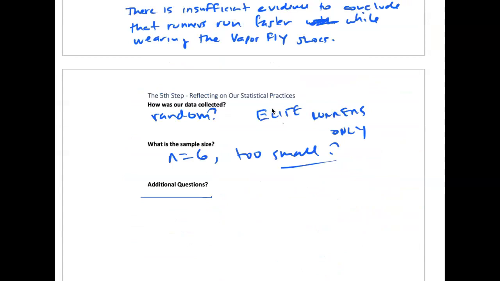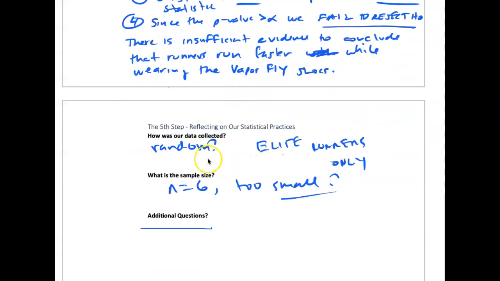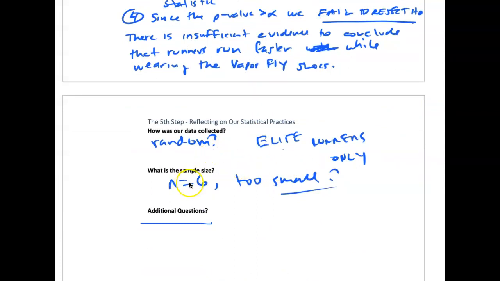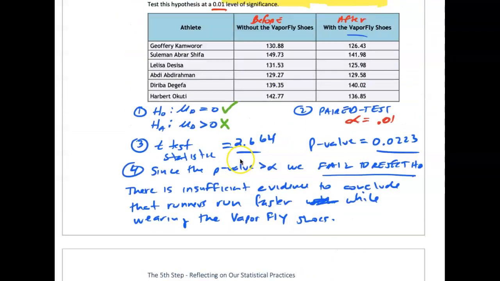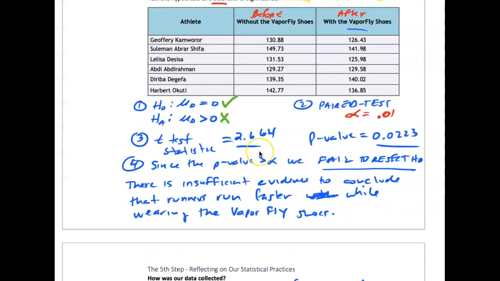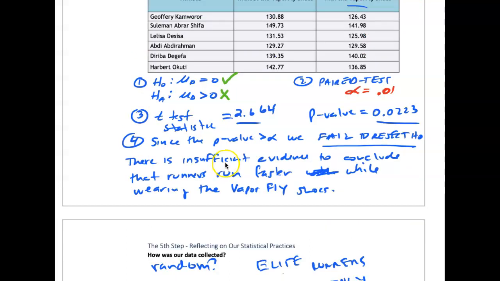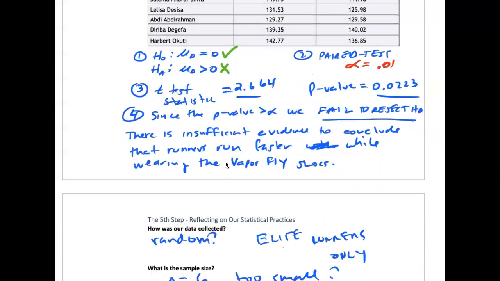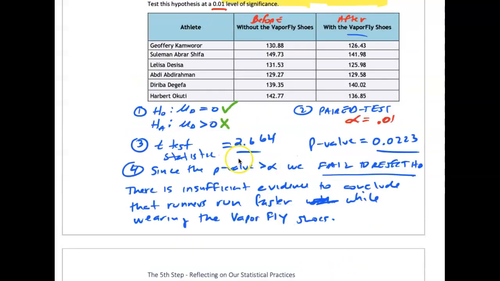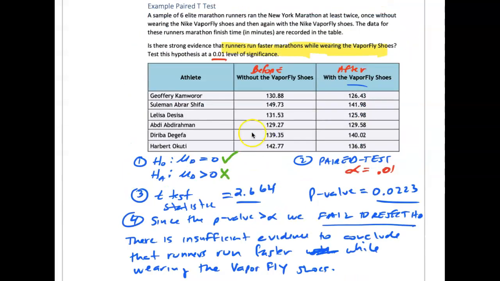What would we do? Fifth step, is it random? We don't know. These are elite runners, so we don't know what that would mean. Sample size is small. We would like a bigger sample size. It's for sure less than 5% of all runners, but our sample size is too small. So again, we can still do the statistics. It's just that we then have to be careful with the analysis and our results. And if we were reporting this, we'd have to let people know that we had a small sample size.